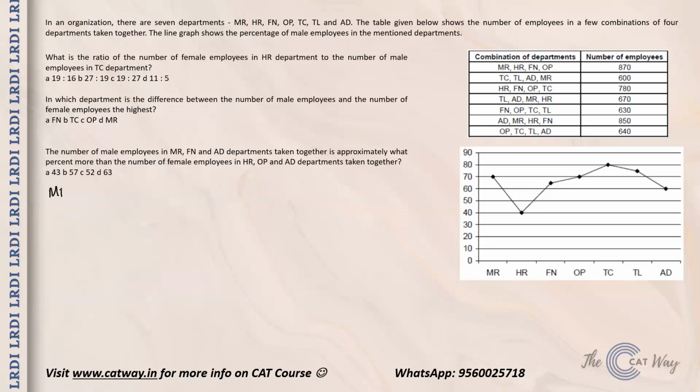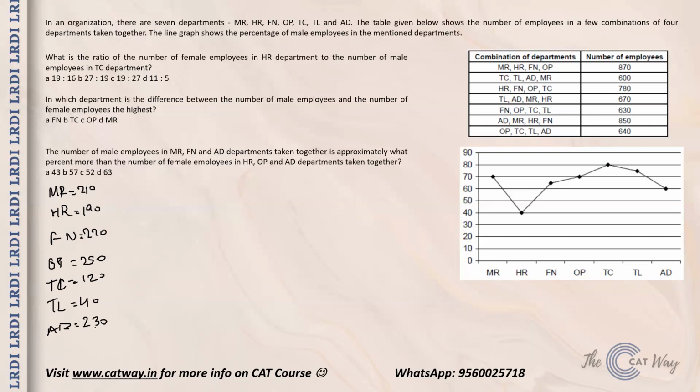So MR we have calculated to be 210. HR, if you talk about, they are 190. If you talk about FN, they are 220. OP will be 250. TC will be 120. Then you have TL, which will be equal to 40. And then AD will be equal to 230. Okay, so this is there.